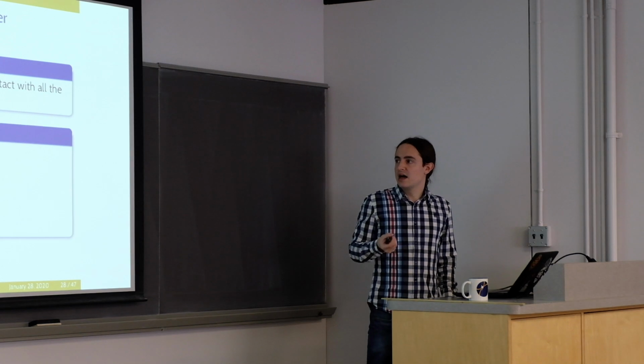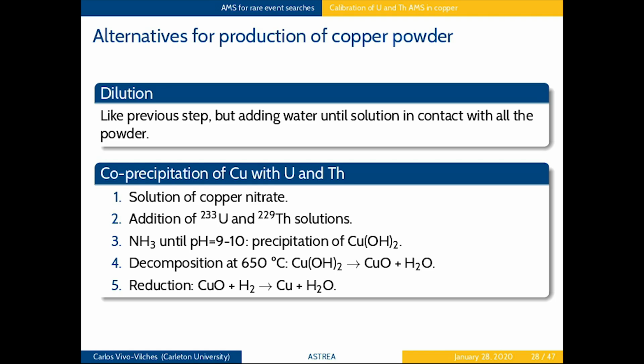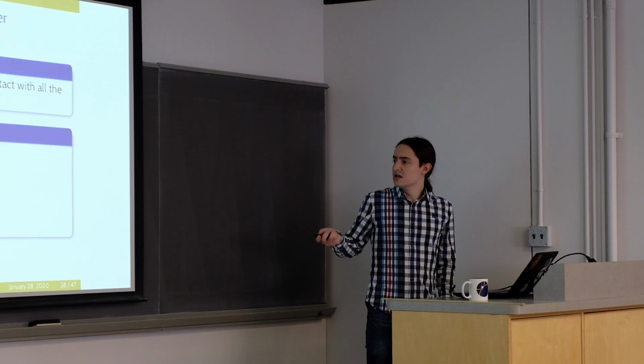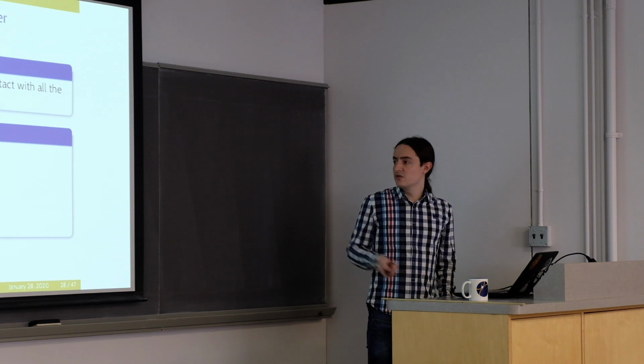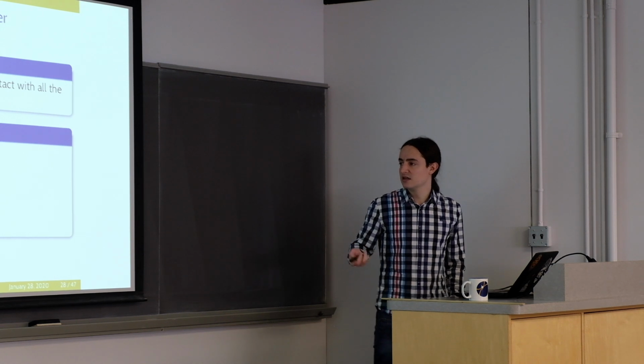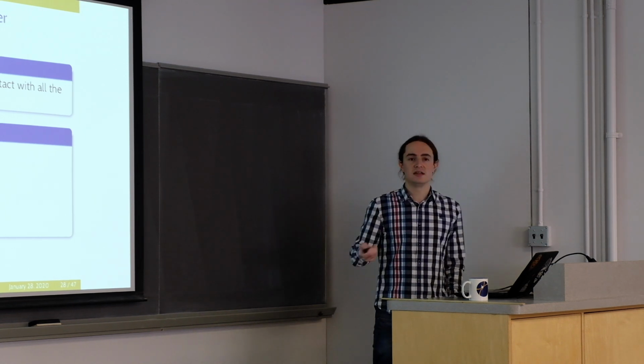So another possibility I want to look at is to do a coprecipitation of copper with uranium and thorium, where we would have a solution of copper ions, of a copper salt, then add the spikes of uranium-233 and thorium-229, and then do a hydroxide precipitation of copper. Then the uranium and thorium would also precipitate as hydroxide, and this hydroxide can turn into oxide just by heating it, because it decomposes, and then be reduced with hydrogen. And we know that they have a system for that in Ottawa.